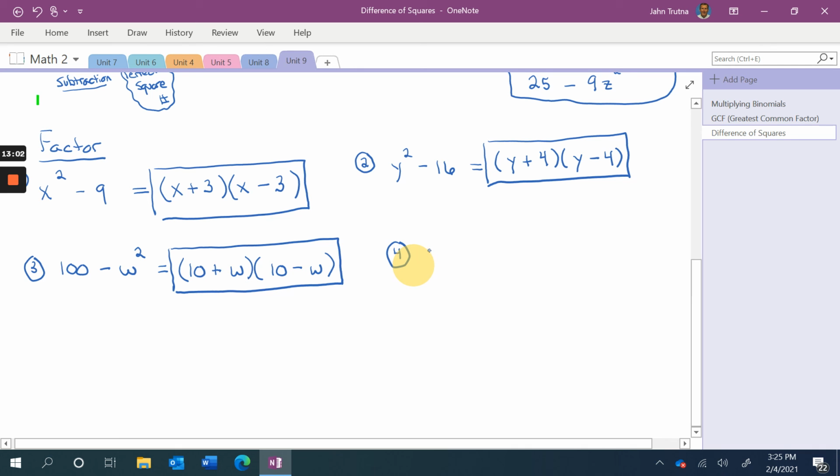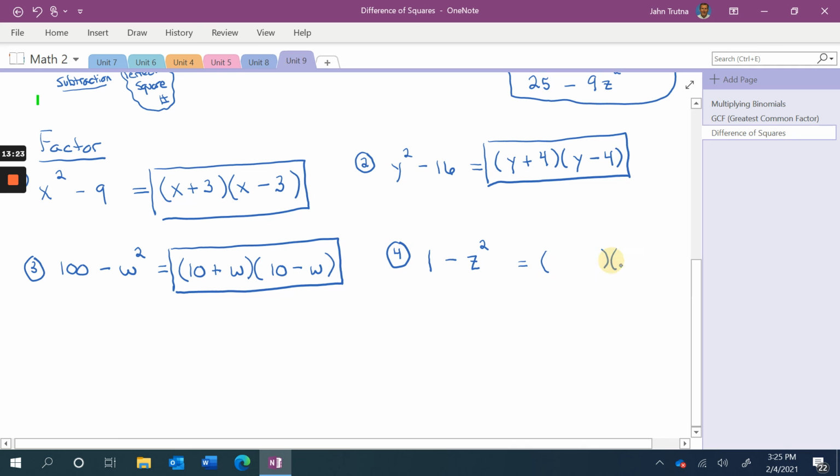This one messes people up. I don't know why, but let's go ahead and do it so it won't mess you up. How about 1 minus z to the second power? Does 1 minus z to the second power fall under the category of a difference of squares? The answer is yes. So then we factor it using the rule of the difference of squares.